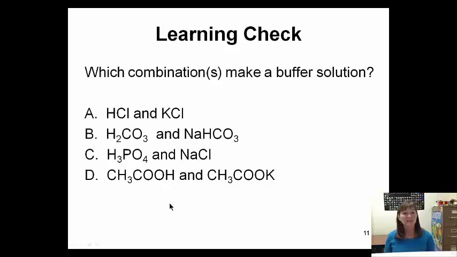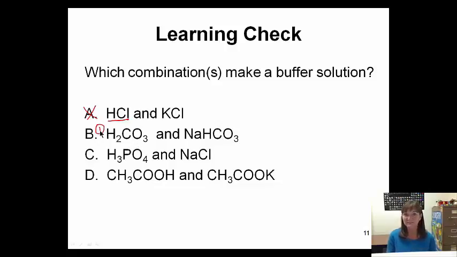So a learning check: which of the following combinations make a good buffer? If we look at A, and ask ourselves, does it meet criteria 1? Does it have a weak acid? Well, no. You're going to memorize hydrochloric acid is strong. So we're going to throw out A right off the bat because it's not a weak acid, it's a strong acid. If we look at B, it has carbonic acid, and I'd have to let you know somehow that this is a weak acid. So it meets criteria 1.